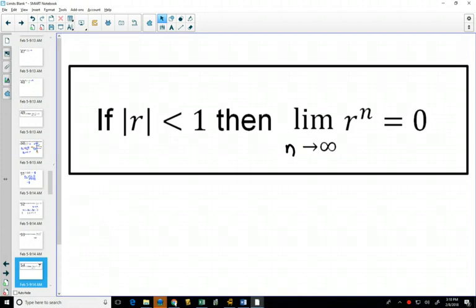So if the absolute value of r is less than 1, and we need the absolute value because we can't just say r is less than 1, since then we could get something like -3, which wouldn't work, this is equal to 0.